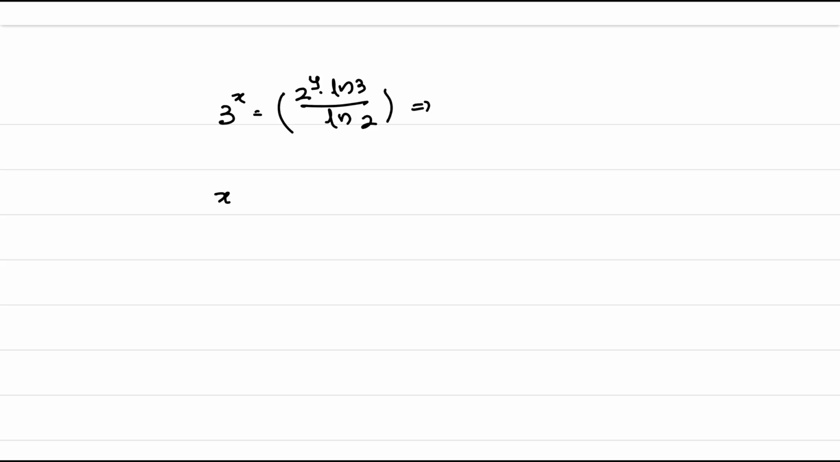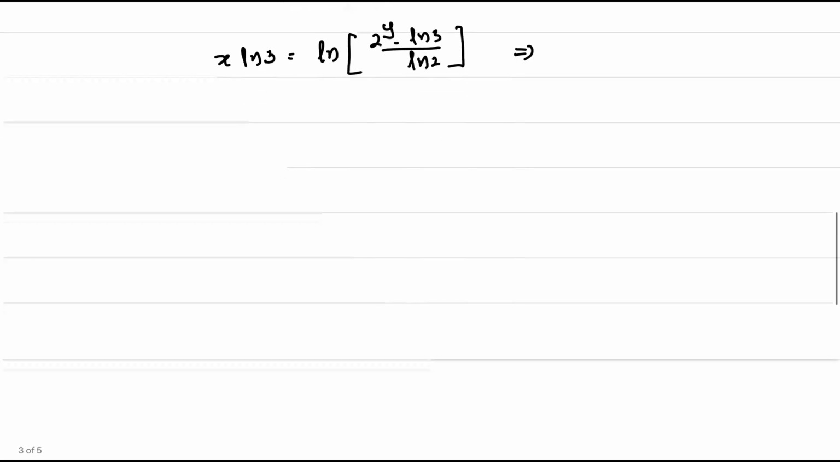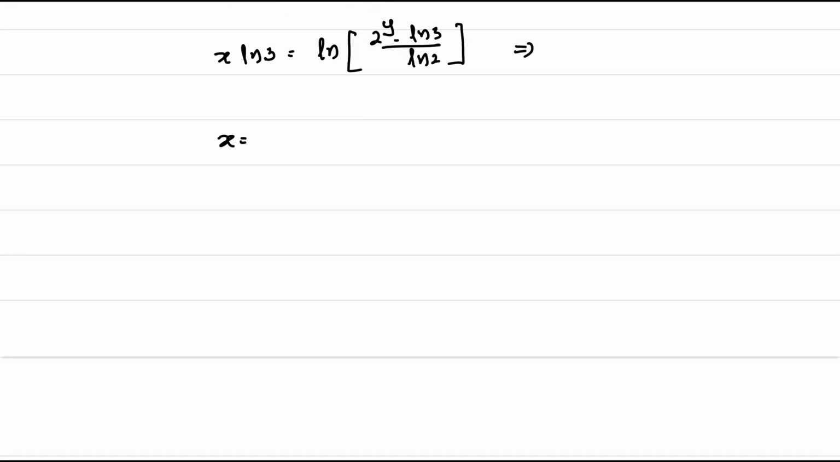we will get x into ln 3 is equal to logarithm of 2 to the power of y into ln 3 by ln 2. Then, in terms of y, what is the relation of x? x is equal to ln of 2 to the power of y into ln 3 divided by ln 2, whole divided by ln 3.